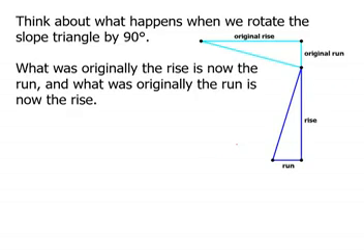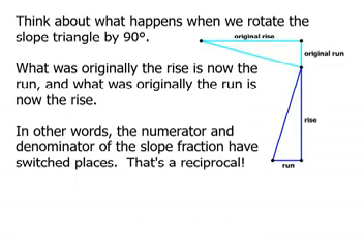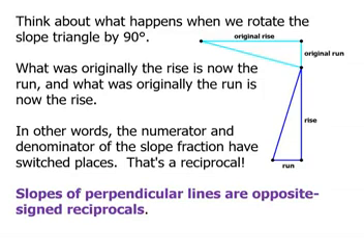So the blue triangle is the original slope triangle, the dark blue triangle. The light blue triangle above is the rotated slope triangle. And now notice that what was the original rise is now the run, and what was the original run is now the rise. So in other words, rise and run swapped places, or numerator and denominator swapped places. Well, what do we call that when numerator and denominator swap places? We call that a reciprocal. And so the slopes of perpendicular lines are opposite-signed reciprocals.